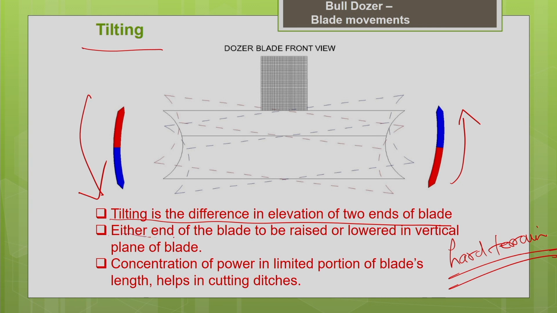Basically either end of the blade is raised or lowered in the vertical plane. The concentration of the power in the limited portion of the blade's length helps in cutting the ditches. So it helps in cutting the soil in very hard terrain.